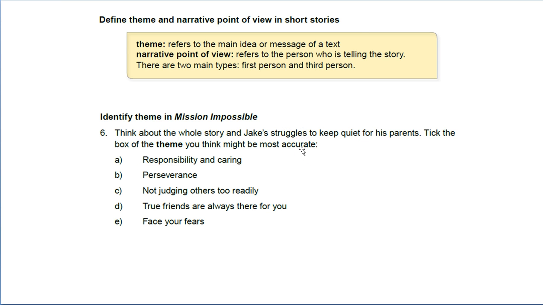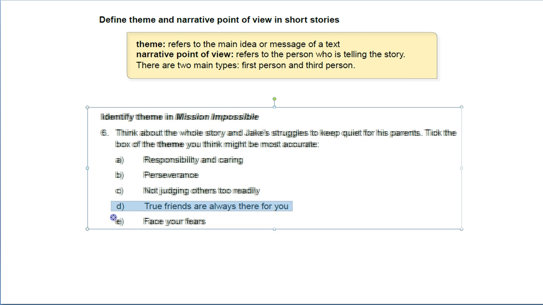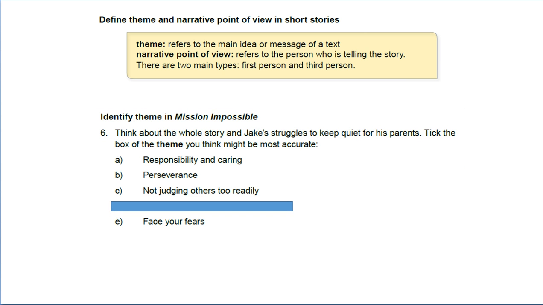So after reading the story, what do you think the theme might be out of these 5? And we can probably remove true friends are always there for you. I don't think that one had much to do with it. Don't think Jake had to face many fears. Okay, so that leaves us with 3. Responsibility and caring, perseverance, not judging others too readily. So perhaps it's one of these. So you choose which one you think.